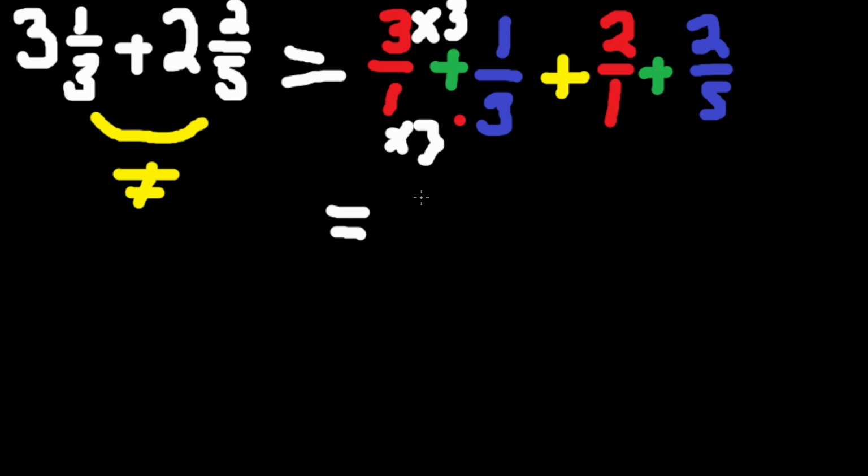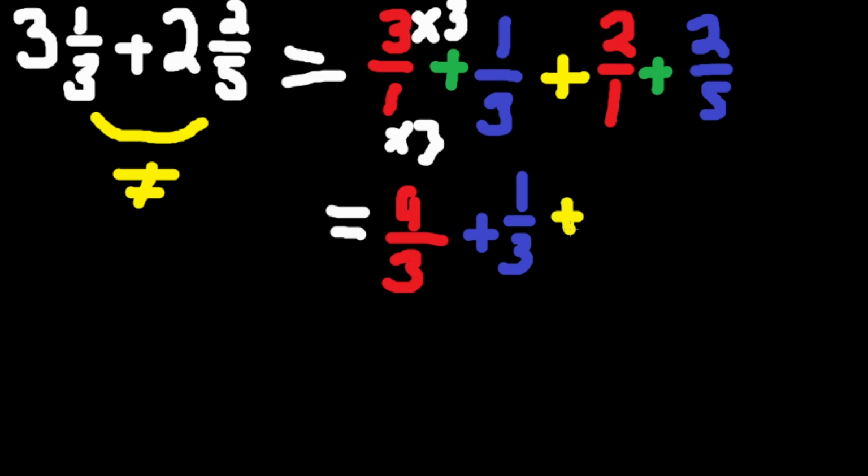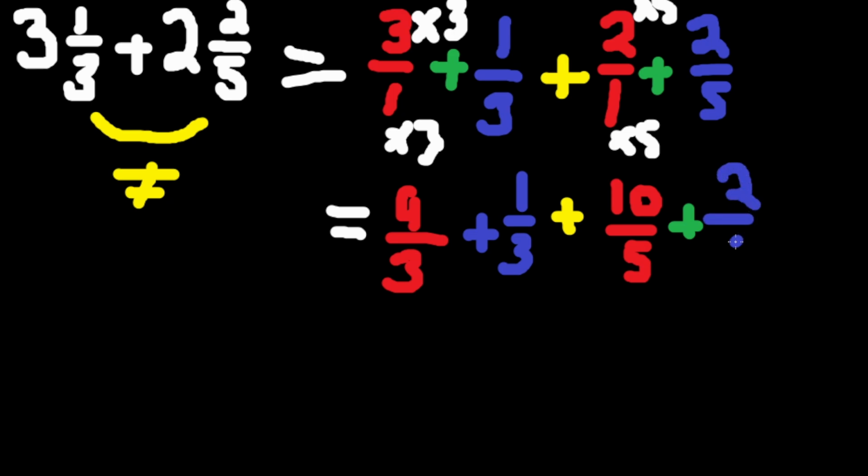I'm going to do this in a different color. 9/3 plus 1/3, and we're going to do the same thing. This denominator is 5, so we times the other one by 5, and we also do this for the top integer to make it equal, and that's 10/5 plus our original 2/5.